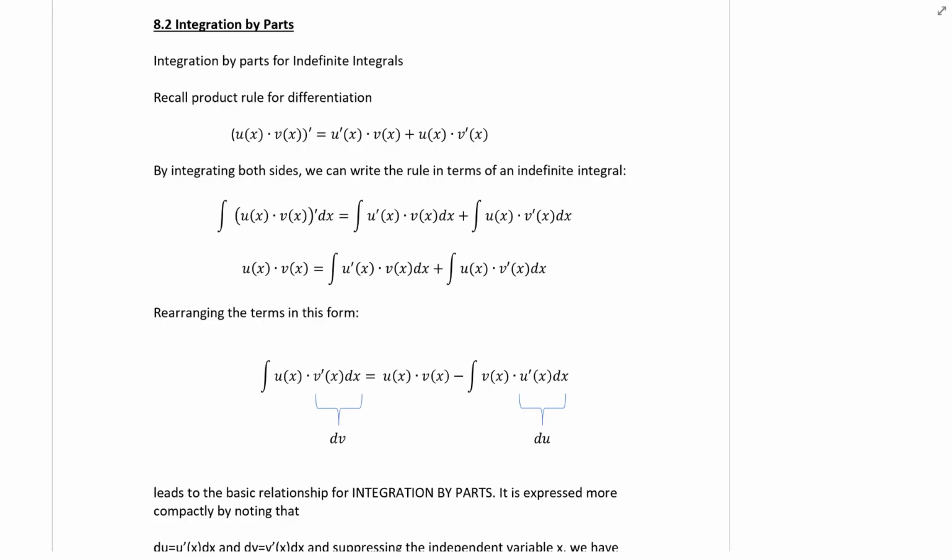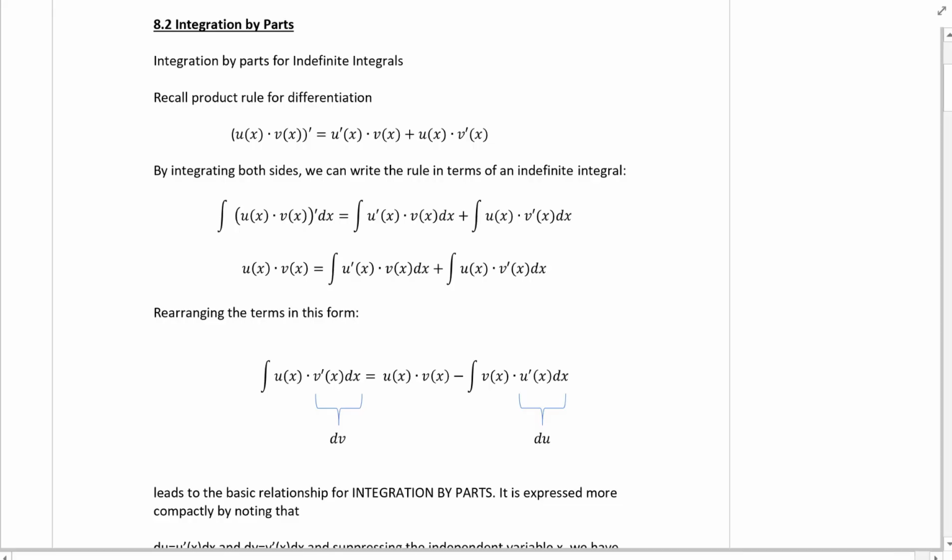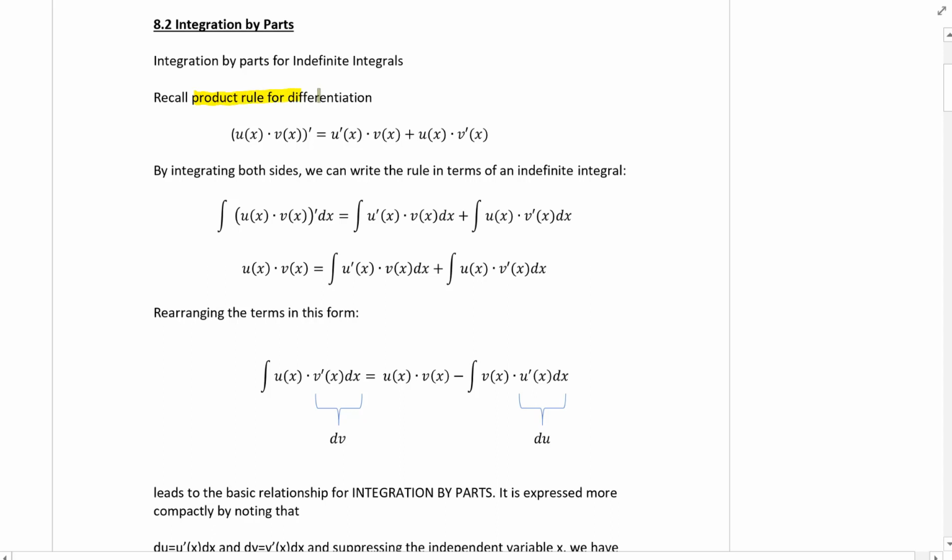In this video, we'll talk about integration by parts. So let's review the product rule for differentiation. If you have two functions, u of x times v of x, the derivative is u prime of x times v of x plus u of x times v prime of x.